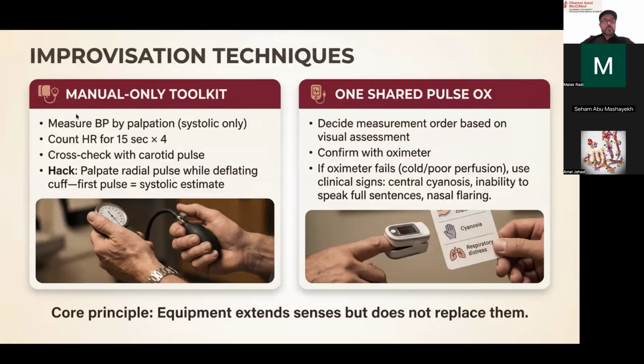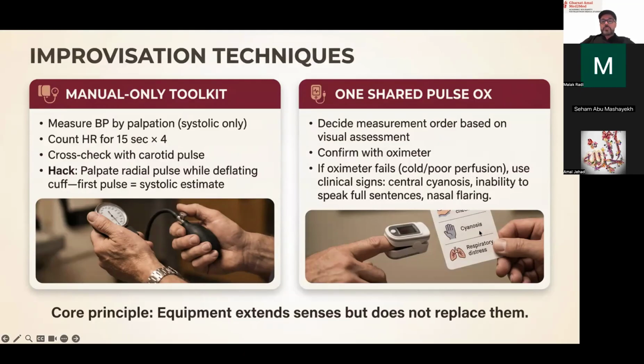You also cross-check. What does cross-check mean? You repeat and verify that it's the same number. A little bit, approximately. We're not doing math. But if it is 120 here, it'll be 118 there, or 117, things like that. And then, here, palpate the radial pulse while deflating the cuff. When you feel the first pulse, that's the systolic estimate.